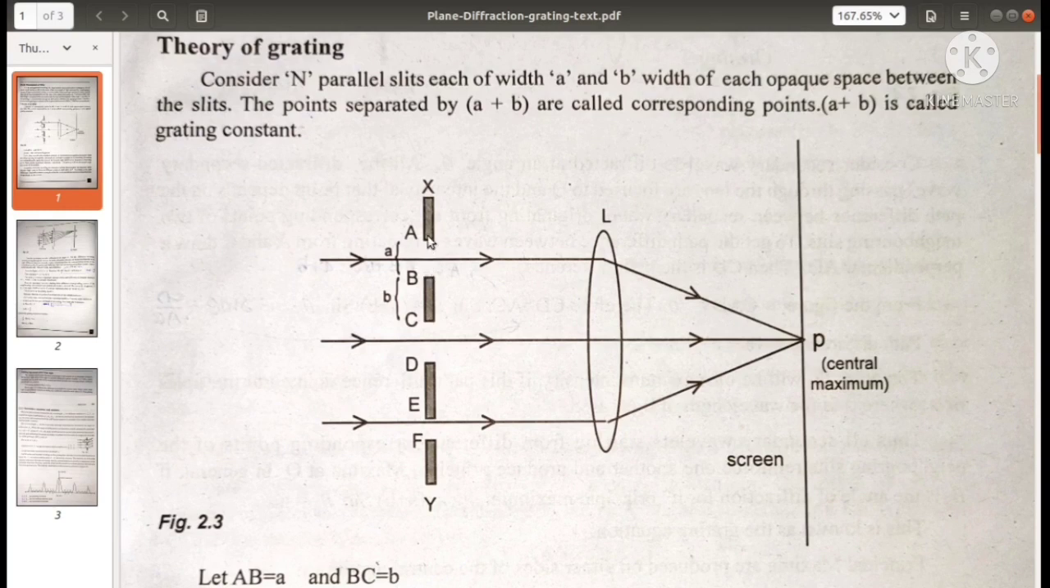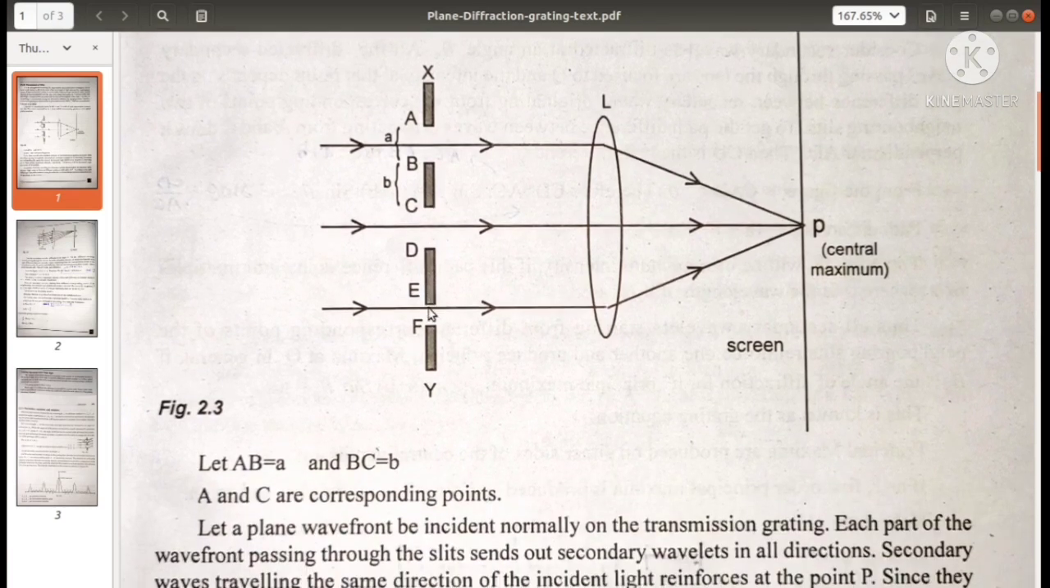AB is of width a and BC is of width b. So a plus b represents the distance from point A to point C. Point A corresponds to point C. Similarly, point B corresponds to point D. So this is the situation.